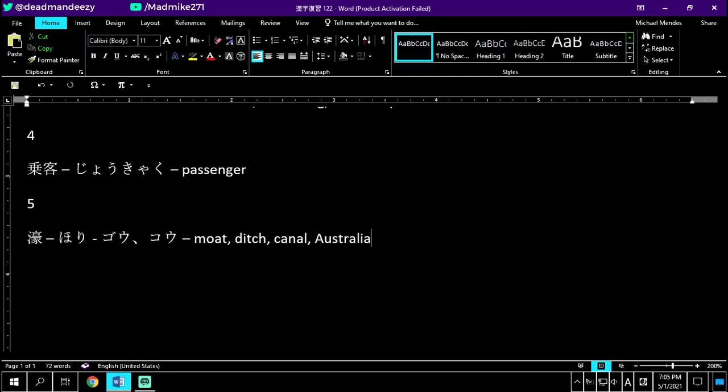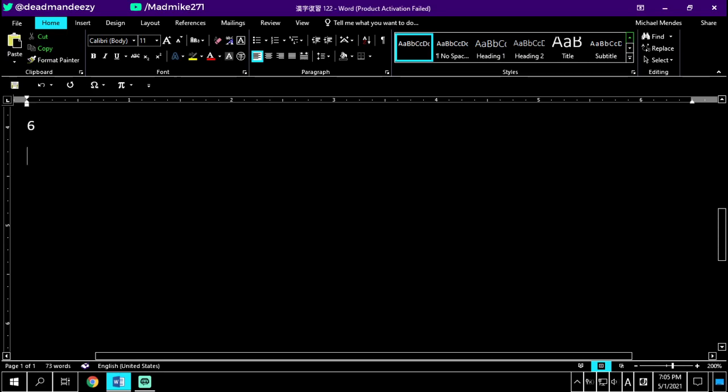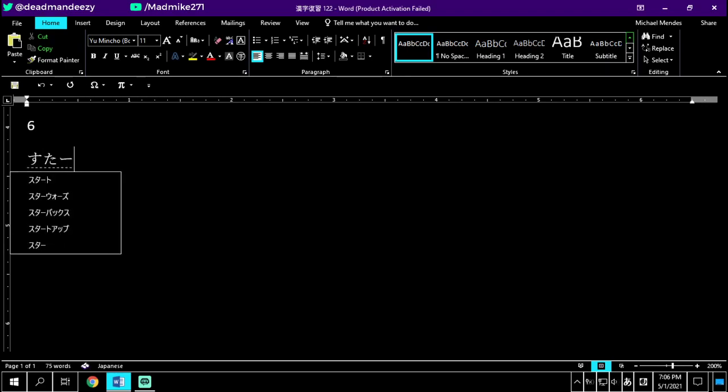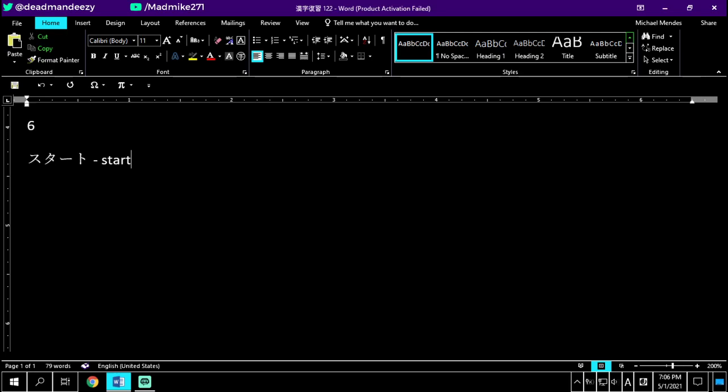Moving on to our next one. Pretty odd to have this many that are just singular kanji in one lesson. One's katakana to make up for it. Stato. Stato is just a start. I do suggest you write down the ones that are just here, katakana and hiragana as well. Get a little bit of katakana and hiragana. Stato.